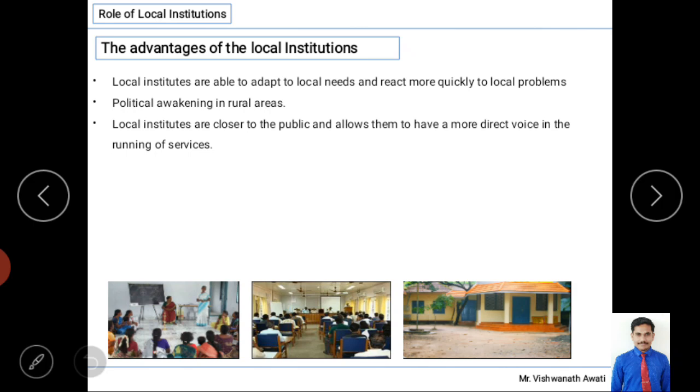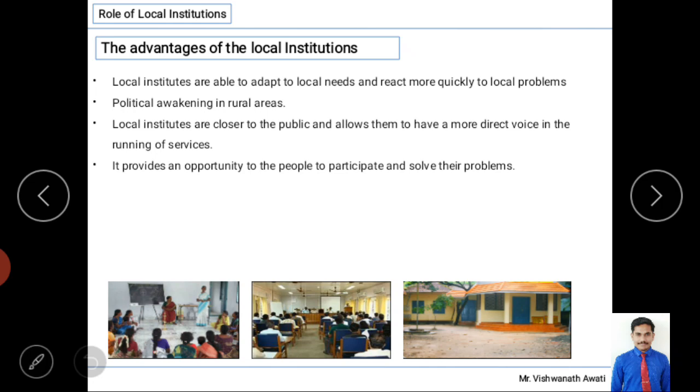Running of the service means some activities. For example, we are getting water, then you can say the water service is running, right? Within that only you can make your voice heard. Why? Because it is near to you. You can go and state your problem, or give a complaint, or even ask whether it is done or not done, right? Because of the locally available authority.